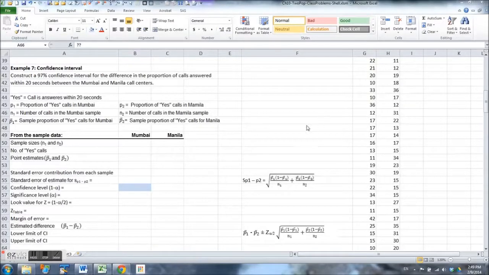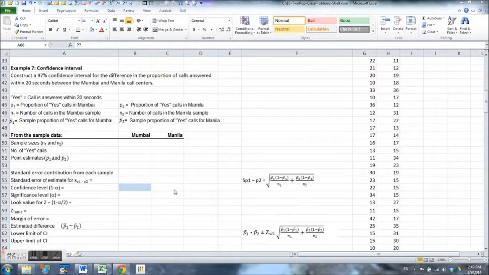We have two call centers, one in Mumbai and one in Manila. And we want to see the proportion of calls answered within 20 seconds in Mumbai, P sub 1, minus the same proportion P sub 2 for Manila. And we want to set up a 97% confidence interval for that difference. And here is the formula.